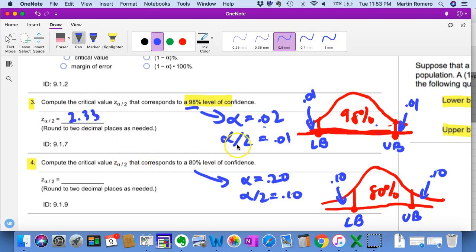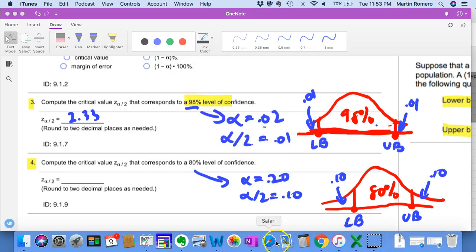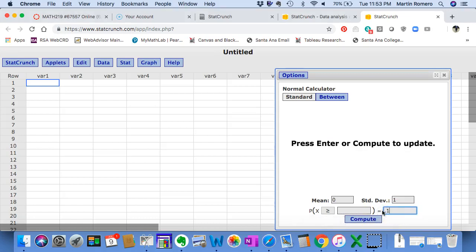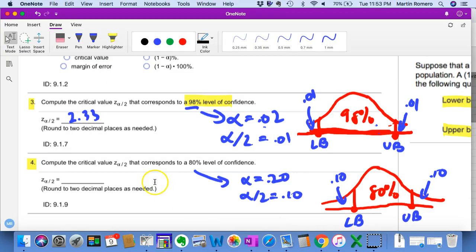2.33. And then for this one here, we're going to put alpha over 2 as 0.10. So in this case, you're going to put a 0.10 here. And so then you get 1.28 as the other value right there. And that's how you find a critical value so that you could eventually find a confidence interval.